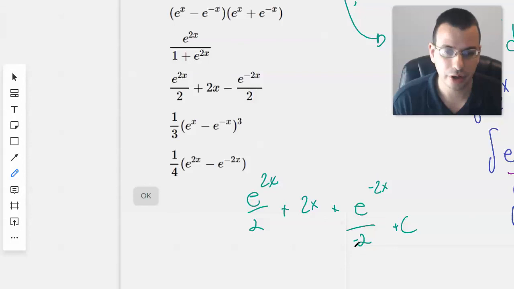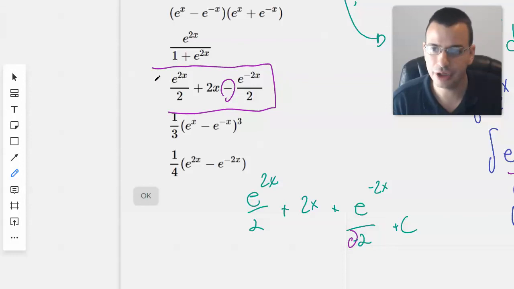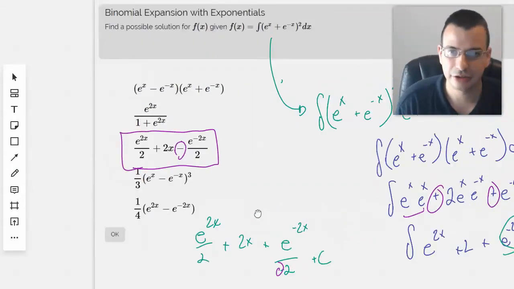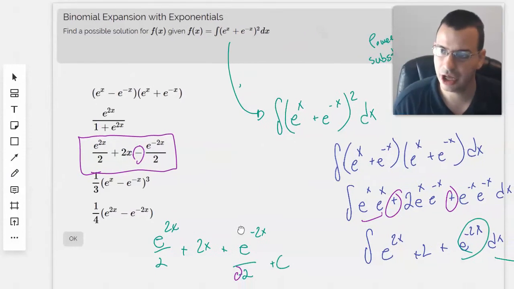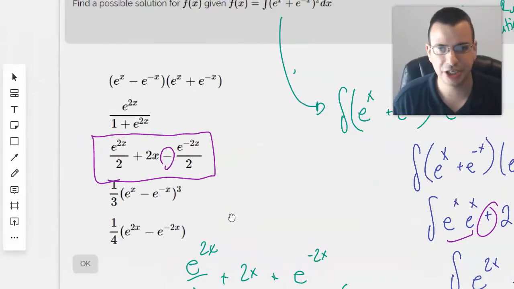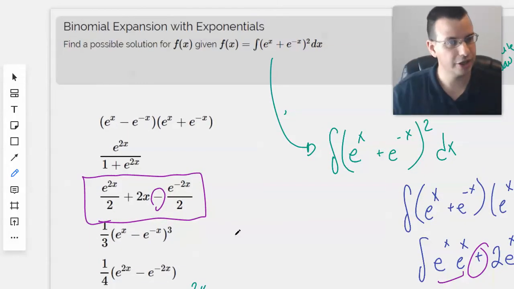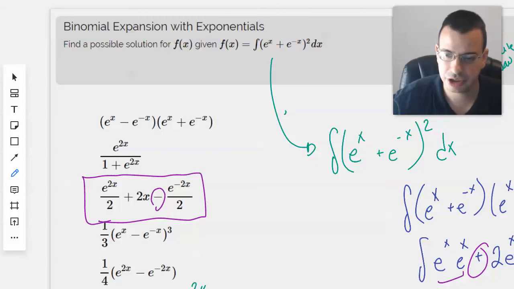So, negative 2. Yep. e to the 2x, 2x. Here we go. And right there, that is the answer. All right, that's how you do a binomial expansion with exponentials. Not too bad, but it does take a little patience and a little bit of stepping back and looking at what you're doing. So thank you very much. See you on the next problem.